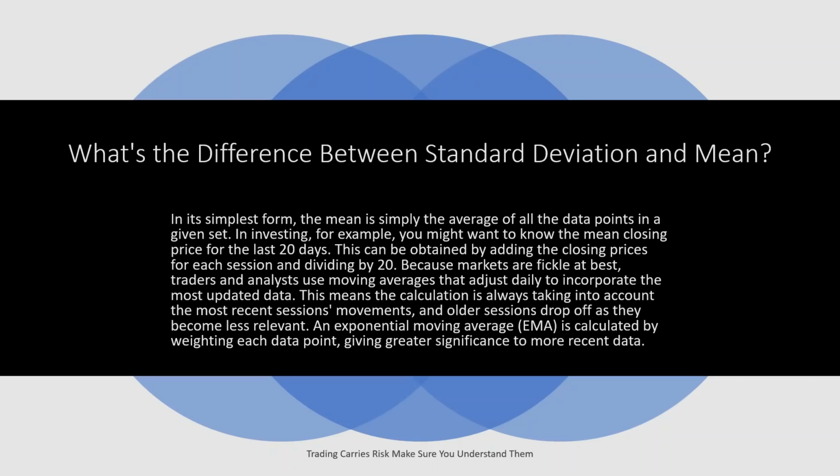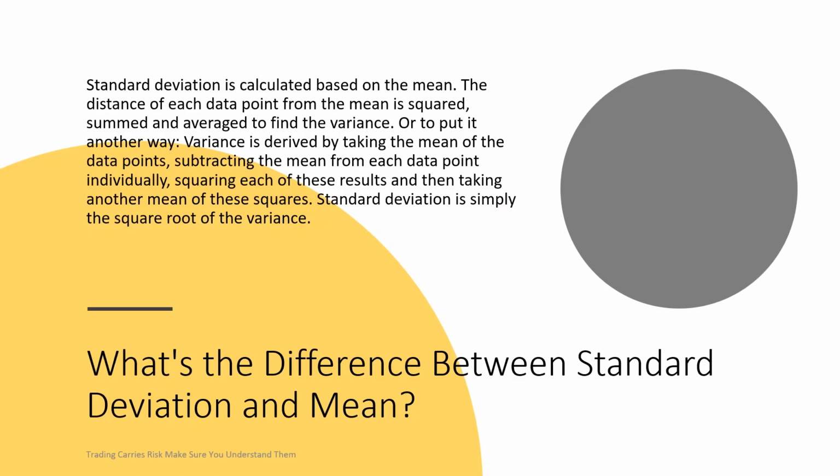So, in its simplest form, the mean is simply the average of the data points in the given set. In investing, for example, you might want to know the mean closing price of the last 20 days, or a simple 20-period moving average. Now, this means the calculation is always taking into account the most recent sessions, and older sessions drop off as they're irrelevant. So standard deviation is calculated based on the mean or the average.